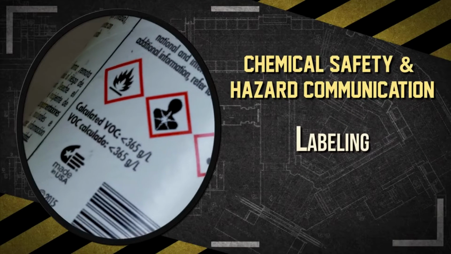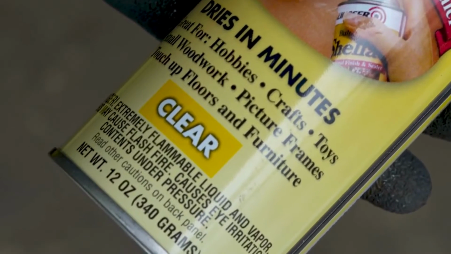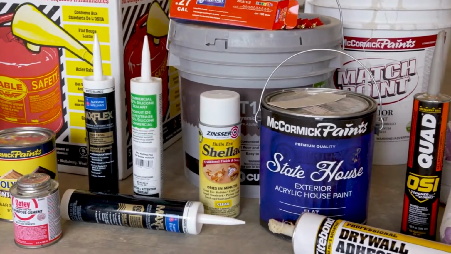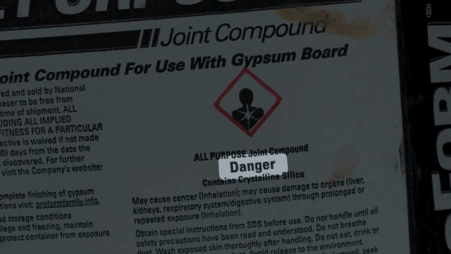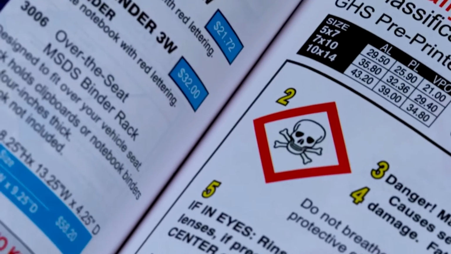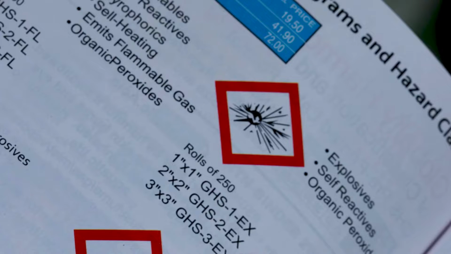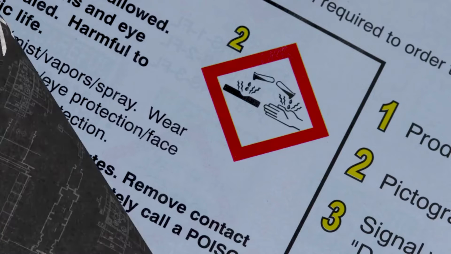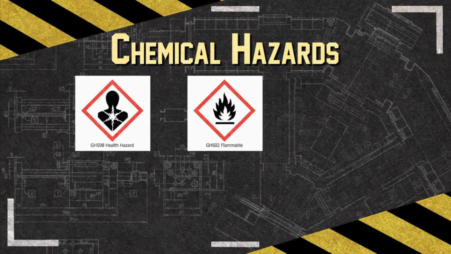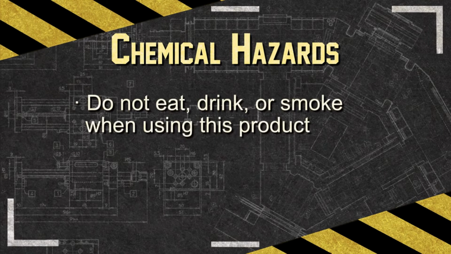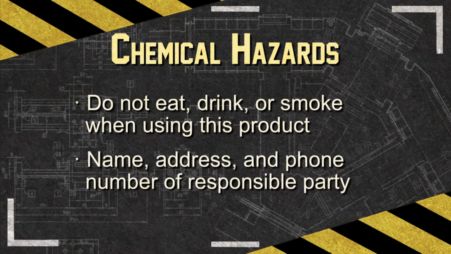Labels provide an immediate warning of hazards. Product manufacturers are required to provide labels on all shipped containers with information, including product identifier or product name, signal words like danger or warning, hazard statements like fatal if inhaled, and hazard pictograms that alert users of the chemical hazards to which they may be exposed. Each pictogram consists of a symbol on a white background framed within a red border and represents a distinct hazard, such as a health hazard, flammable, corrosive, toxic, and irritant. Precautionary statements like do not eat, drink, or smoke when using this product. And lastly, the name, address, and phone number of the responsible party.